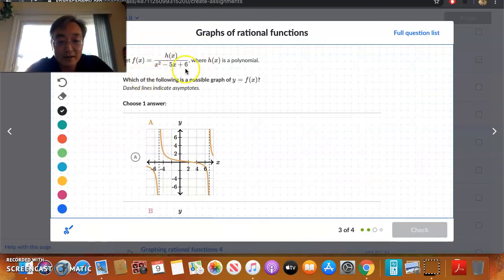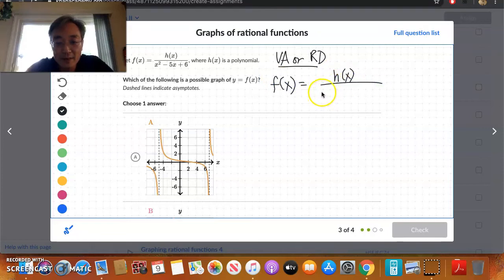This one now gives us the denominator. So again, when we have the denominator function, we don't know what the numerator is. Okay, this is looking like it's going to be either vertical asymptotes or removable discontinuities, correct? Those are our guesses. So let's factor f of x. Again, we don't know what h of x is, but we do know what the denominator is, and that's going to be x minus 3 and x minus 2, correct?